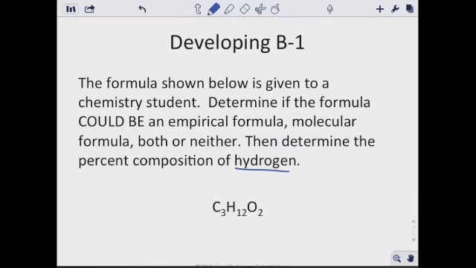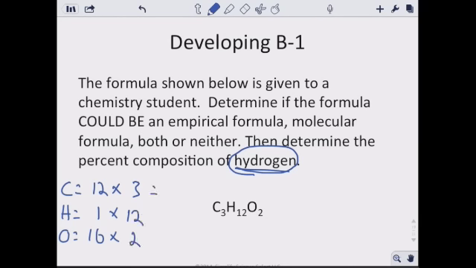So next thing we want to do is determine the percent composition of hydrogen. When we're looking at this, we set it up where we have carbon, 12 grams, because that's what's on the periodic table. Hydrogen is 1 gram, oxygen is 16. Multiply it by how many we have. We have 3 carbons, 12 hydrogens, and 2 oxygens, for a total of 36, 12, 32. And 36 plus 12 plus 32 is going to give us 80.